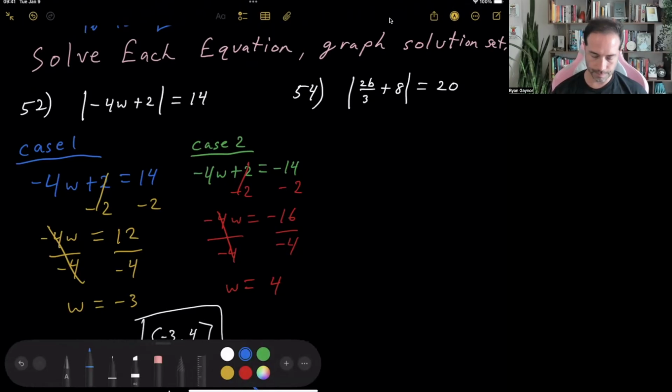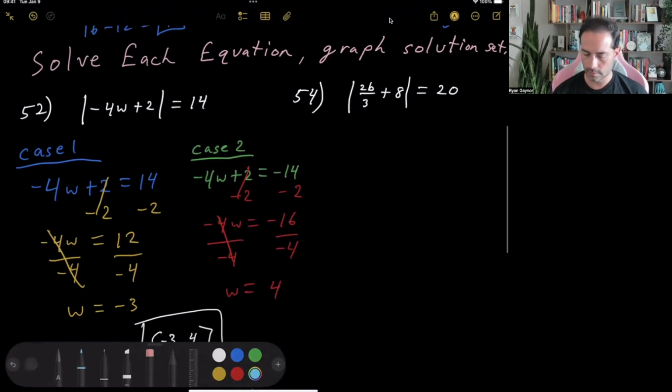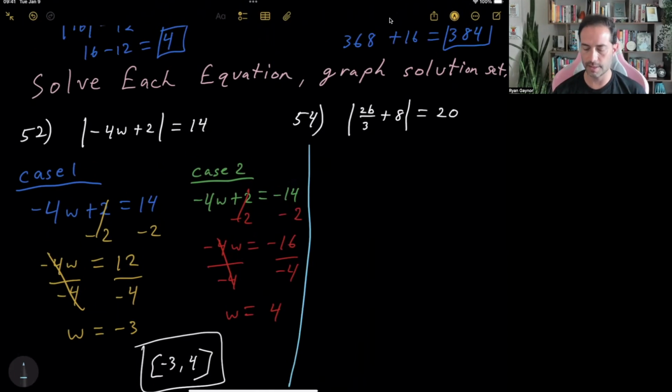So, a little separation line here. All right, so now we got some fractions. So let's rock and roll. Again, on the outside of the absolute value, to the left or right, there isn't a multiplication or a division or an addition or a subtraction or a squaring or a square rooting. So we're good to start with our two cases. Case 1: we have 2b over 3 plus 8 equals 20.